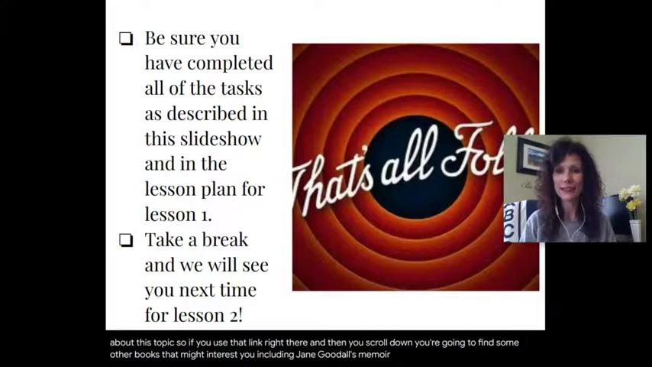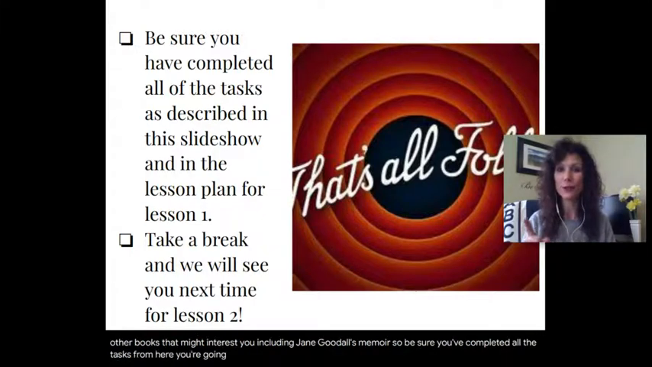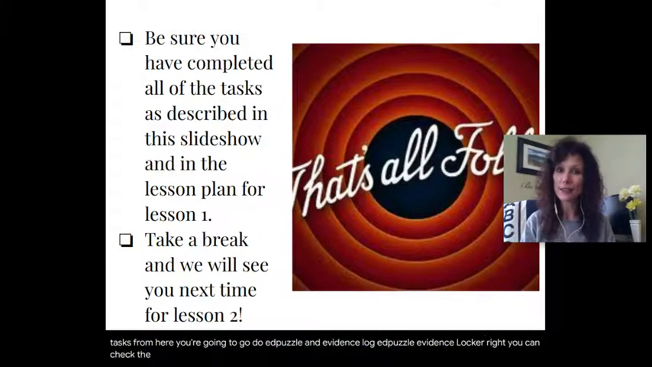And that's it. So be sure you've completed all the tasks. From here, you're going to go do Edpuzzle and Evidence Log. Edpuzzle, Evidence Log, right? You can check the lesson plan, make sure you've done all the tasks, and then take a break and come back for lesson 2.